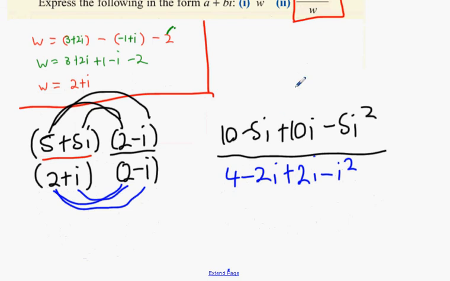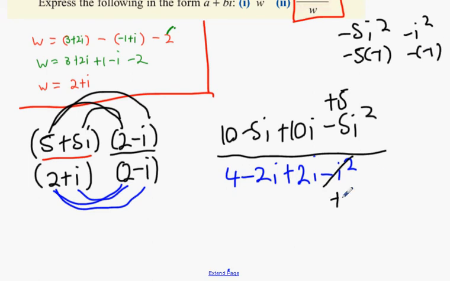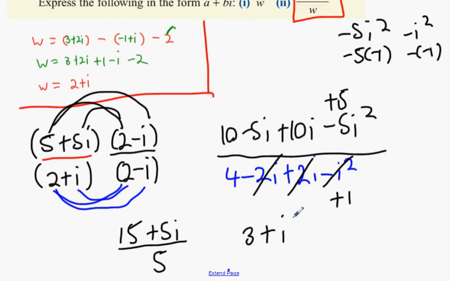What happens next, guys? What happens to the minus 5i squared? Minus 5 times minus 1, which is plus 5. And what about minus i squared on the bottom? Minus minus 1, which is plus 1. Combine both answers together. 10 plus 5, 15. Minus 5i plus 10i, plus 5i, and then on the bottom the 2i's cancel. 4 plus 1, 5. 15 divided by 5, 5i divided by 5, 3 plus i.